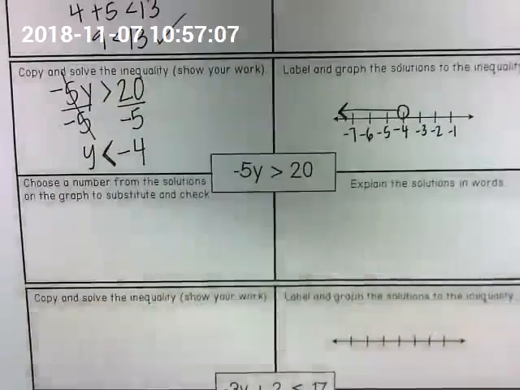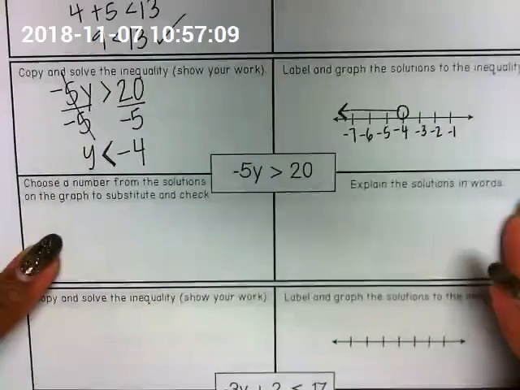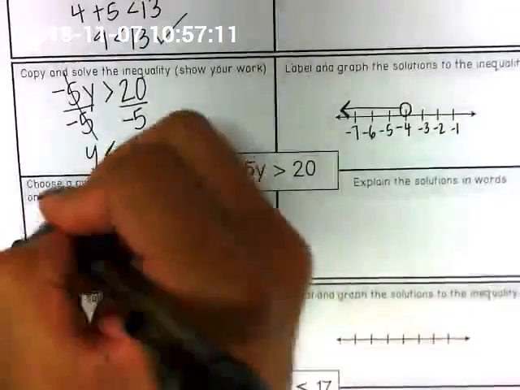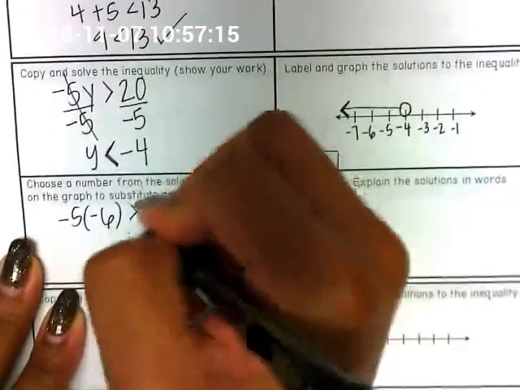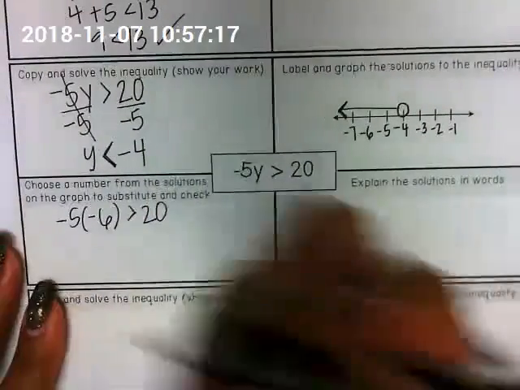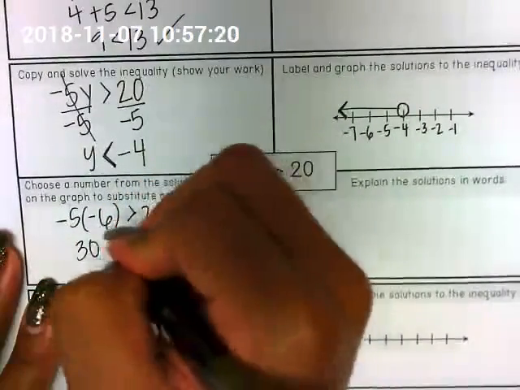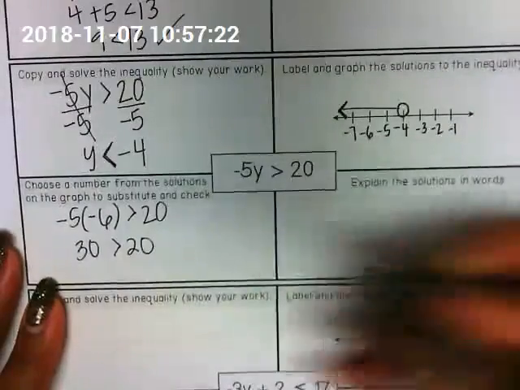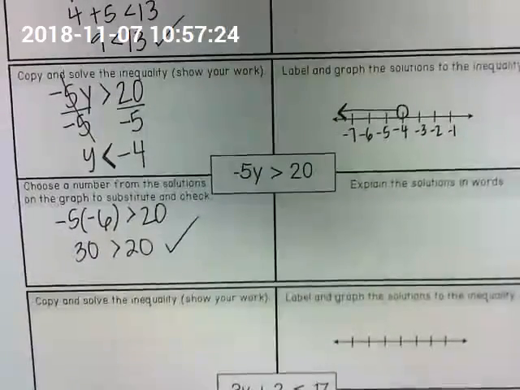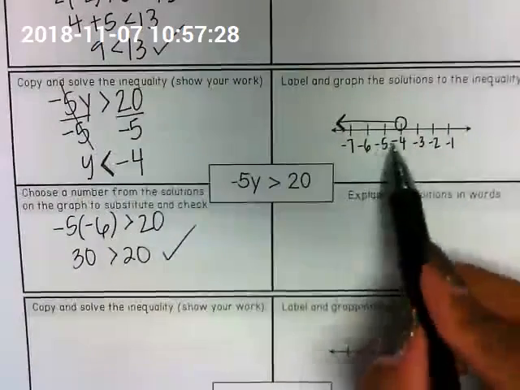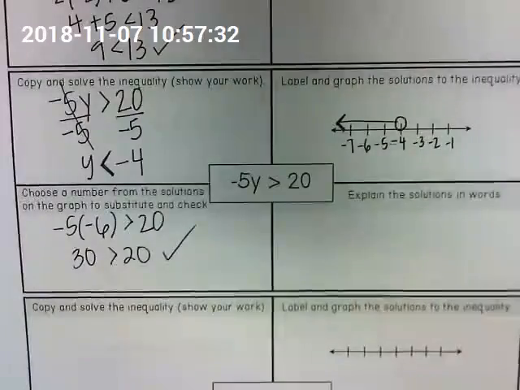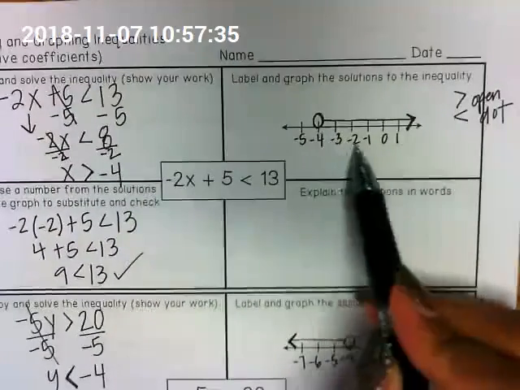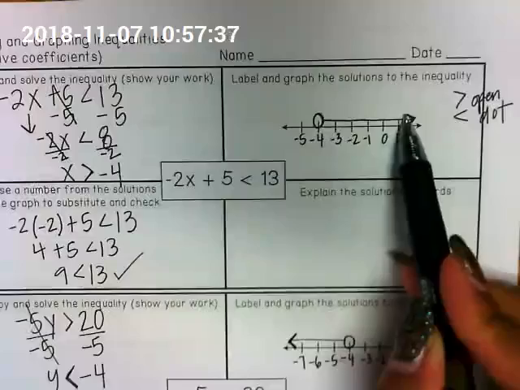Let's choose a number and plug it in. Negative 6. So negative 5 times negative 6 is greater than 20. What's negative 5 times negative 6? Negative 30. Positive 30 is greater than 20. Is that true? Yes, that is true. We got the right set of numbers. I just picked a number that's included over here in my arrow. Just like I did on this one, I picked 2 because 2 is included in my set of numbers.